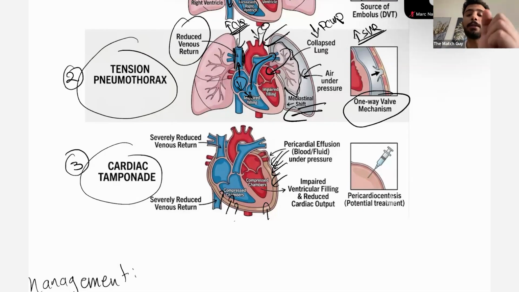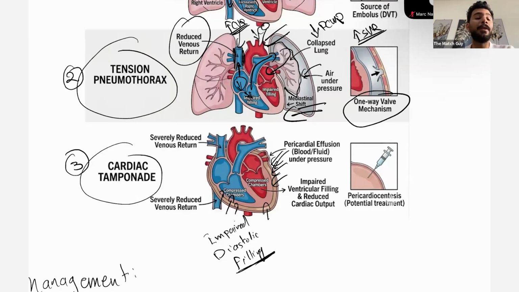So the right side of the heart is going to be actually compressed and squeezed from all of the accumulation of the blood surrounding the heart, and this will cause what we call impaired diastolic filling. The right side of the heart is not going to be able to relax and dilate and fill with blood. So diastole is just relaxation of the heart, where the filling process with blood happens. And when you have impaired diastolic filling, it means that the heart cannot fill with blood in diastole, in the phase where it relaxes.